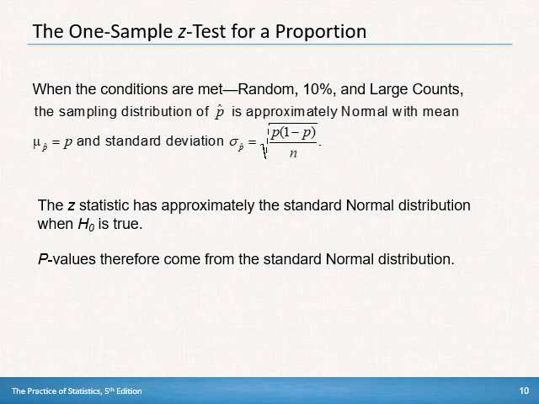All right, the z statistic has approximate normal distribution, assuming the null hypothesis H naught is true. P-values come from the normal distribution. So it's the shaded region on that normal distribution. It's the shaded region from our statistic and further down into the tail.